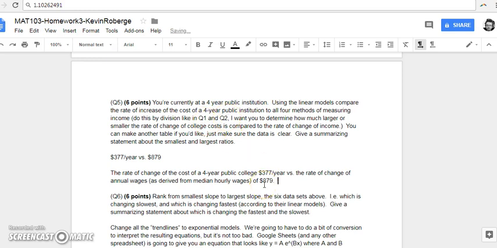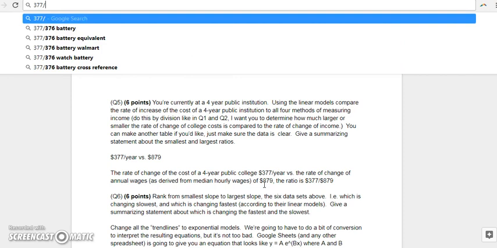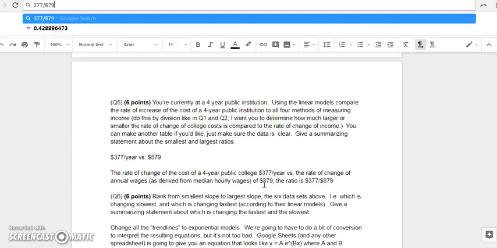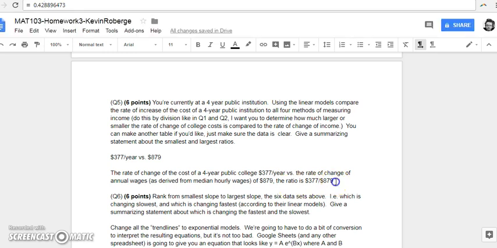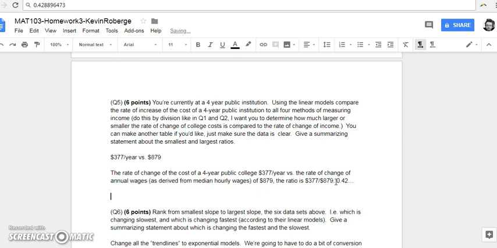All right. So the ratio is 377 to 879. What does that end up being? 377 to 879. That's 0.42, 0.423 maybe. So 0.42. Let's take all this information and do something with it. 0.42 times 100 is 42%.